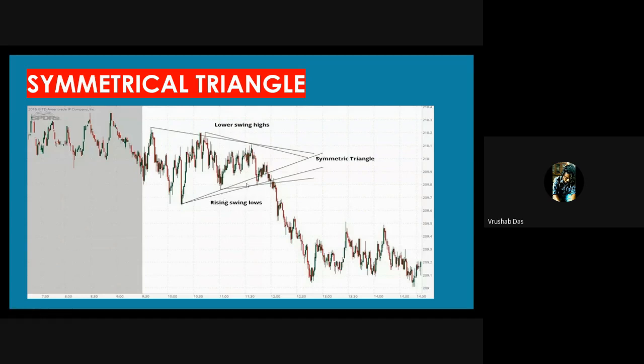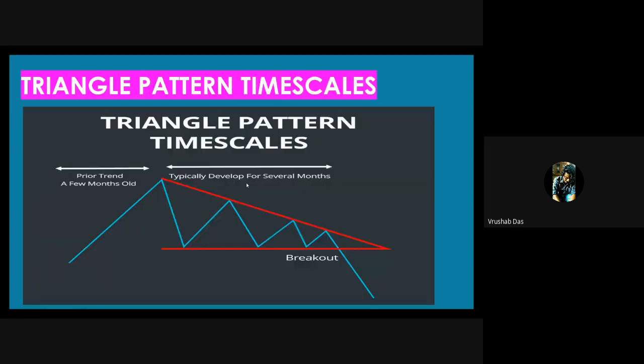These triangle patterns are most commonly applied on daily charts, interpreted over a period of several months. For example, a strong triangle pattern on daily charts requires a prior trend that is at least a few months old, or typically develops for several months before a breakout. However, triangle patterns can also be used for trading on shorter time scales, although doing so leaves the drawing of triangle patterns up to a greater degree of interpretation.